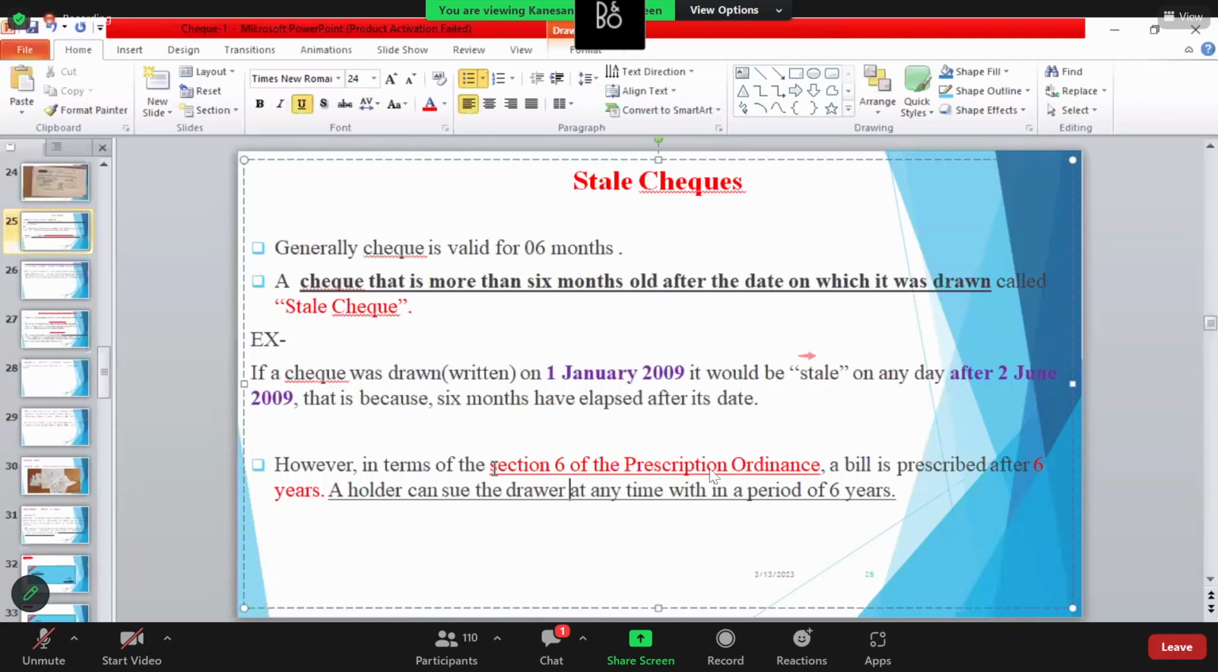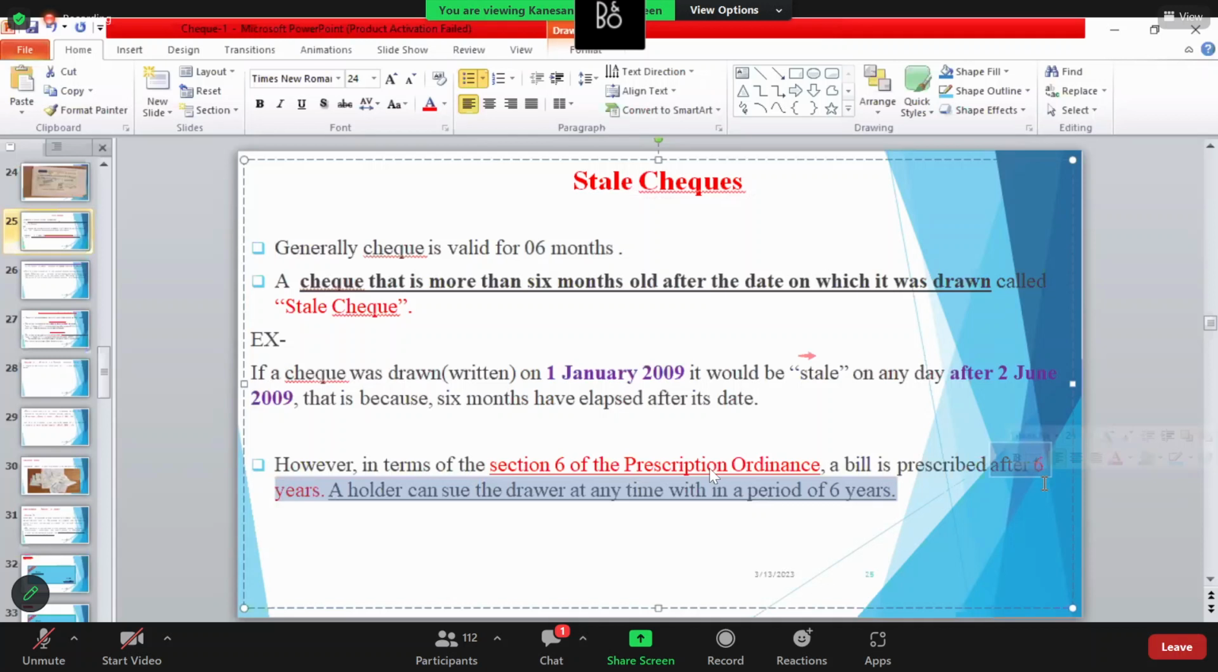So within 6 years, the Prescription Ordinance says that is the period of time you can file a case against another person who did forgery on a check. The 6-month check is expired. You need to go to the bank and get a payment by using the check. If you don't receive payment, if the bank says there's no account for the particular person, or the account doesn't have enough money to pay you, for that reason, within 6 years, you have to file actions against me.